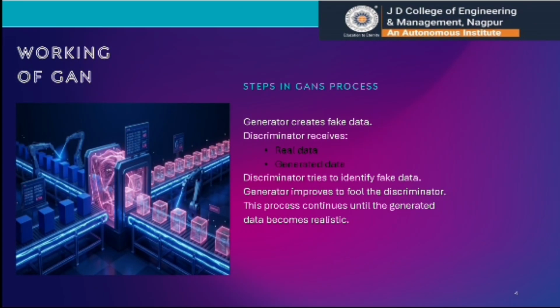Working of GAN. Now let's understand how a GAN actually works. First, the generator creates fake data using random noise as an input. Next, this generated data is sent to the discriminator along with real data from the dataset. The discriminator then tries to determine whether the input data is real or fake. If the discriminator successfully detects fake data, the generator learns from this and improves its generation process. This process continues repeatedly until the generated data becomes very realistic.